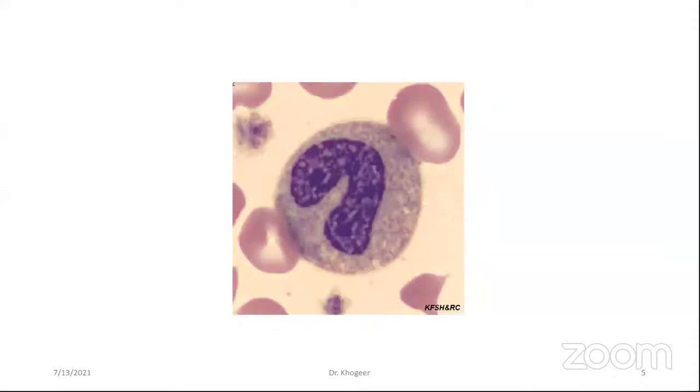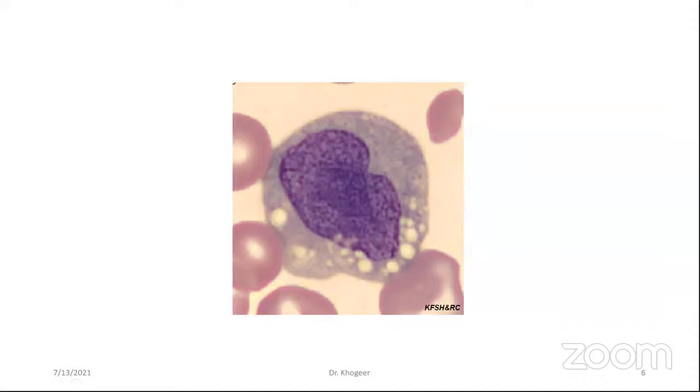This is a band cell. The band neutrophil is the immediate precursor of the segmented neutrophil, and it constitutes around 5 to 10% of the white blood cells in the peripheral blood under normal conditions. This is a monocyte, which looks larger than neutrophils and shows abundant gray or gray-blue cytoplasm that may contain vacuoles, as you can appreciate here. The chromatin is condensed, but usually less dense than what you can see in the neutrophils or lymphocytes.